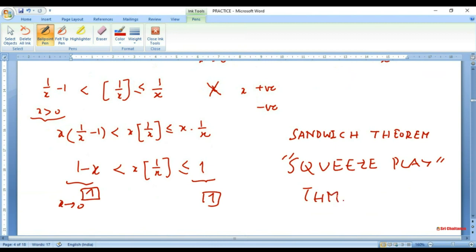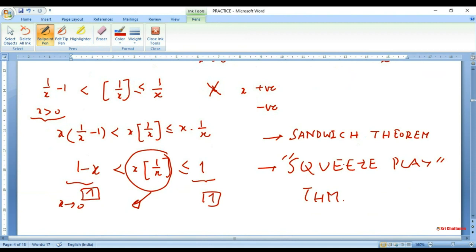So there are two theorems, rather one theorem, with two names. The common name is the sandwich theorem, because it gives you an image of what the theorem really does. The expression is sandwiched between two expressions f and g. If the limits on the left side and right side are the same, then the expression itself has that same limit.